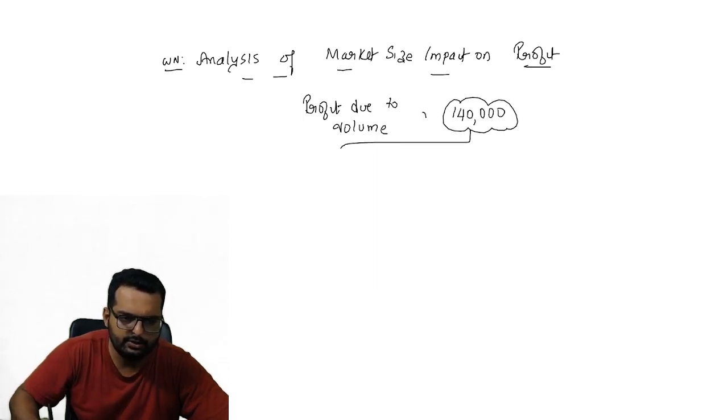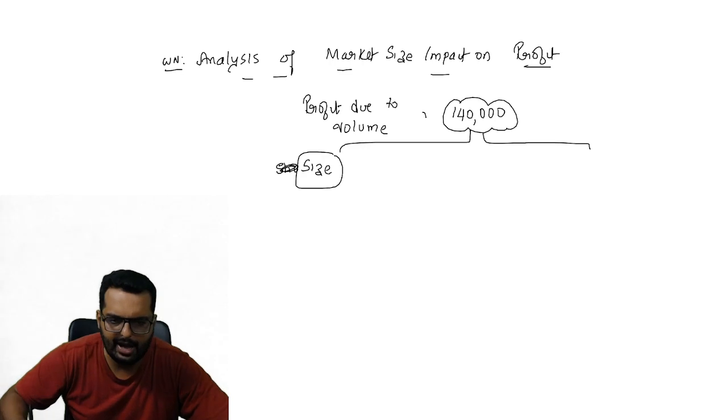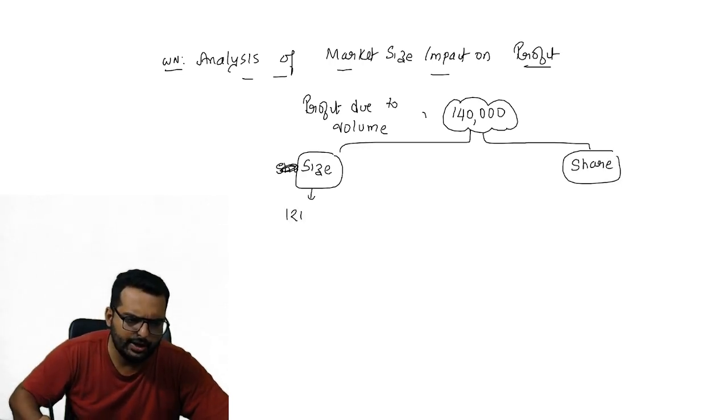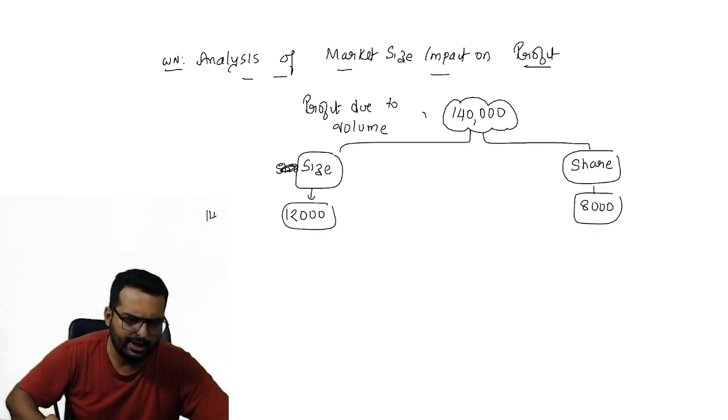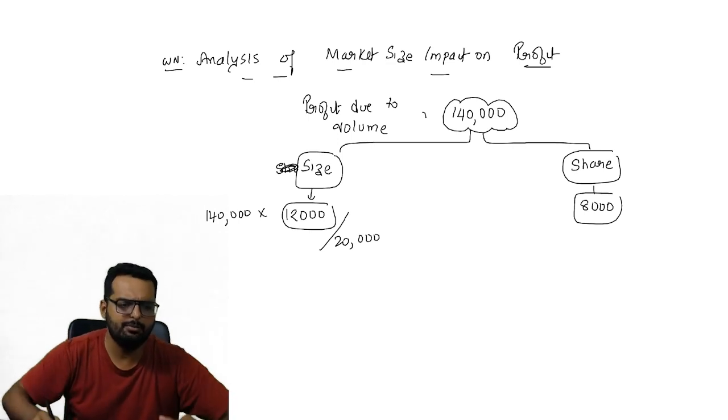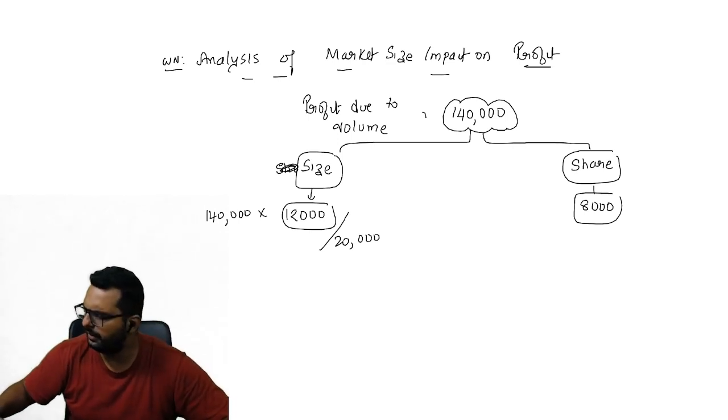All right. So this 1,40,000 we now have to break into market size and market share. We earlier found out that 12,000 units is due to market size and 8,000 was due to market share. Am I right? So can I not do 1,40,000 into 12,000 divided by 20,000? What is the 20,000? The sum total. So what's the answer you get over here?